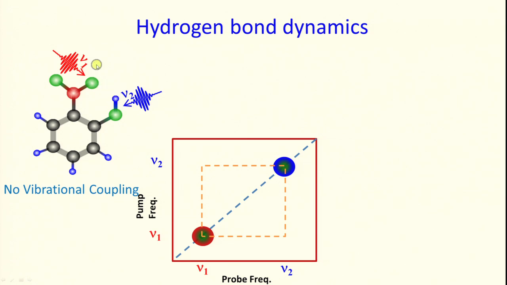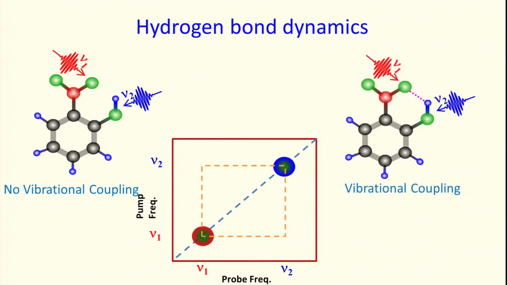Let us say initially there is no hydrogen bonding. Nu 1 is the wavelength of this vibration, nu 2 is the wavelength of this vibration. So, if there is no coupling, no hydrogen bonding, then we expect this kind of a spectrum, only diagonal peaks. If hydrogen bonding is there, then we expect off diagonal peaks. This is something that we know already from our previous discussion.